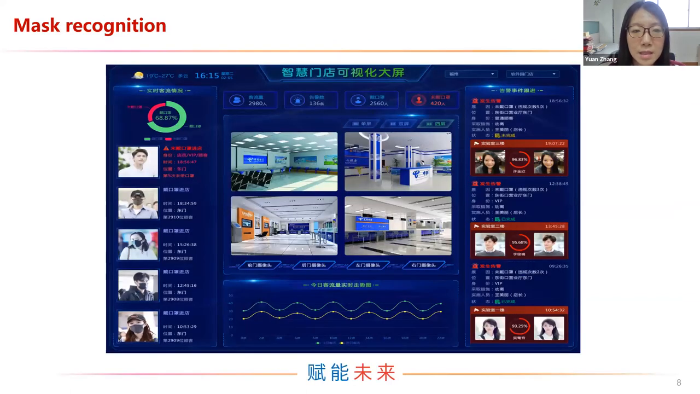And a mask recognition algorithm is implemented in certain scenarios, like in an enclosed area where people are asked to wear masks to access. It will send an alert when the camera detects people are not wearing masks appropriately, and also when the density of people exceeds the maximum value.